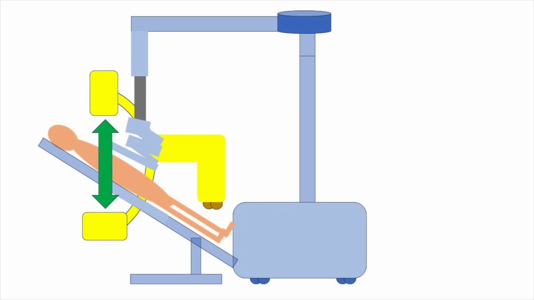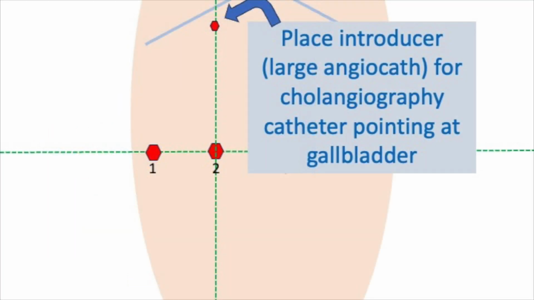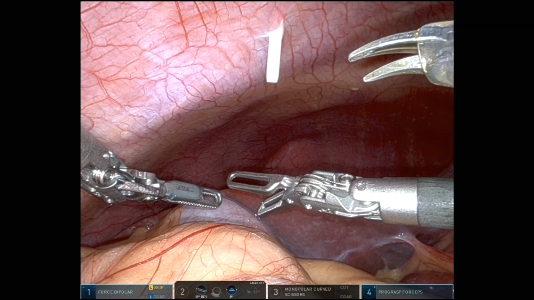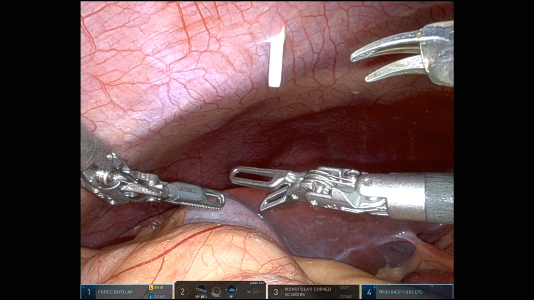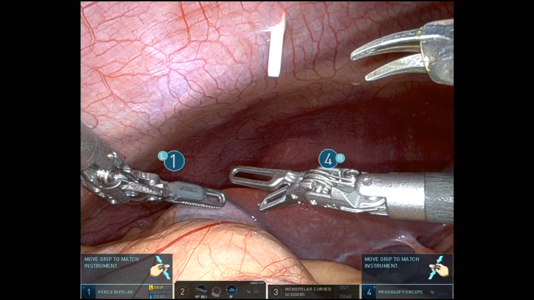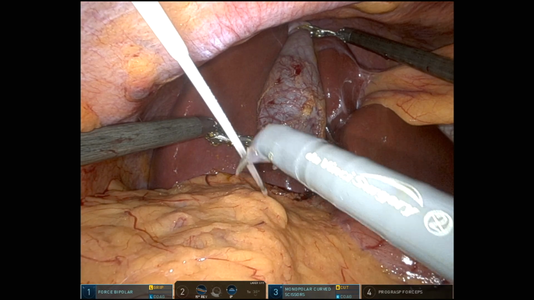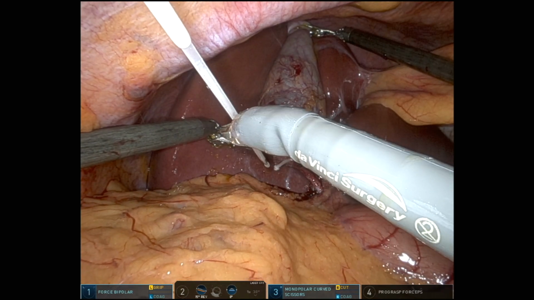exit the C-arm alley. Before beginning the procedure, the last maneuver is to place the introducer for the taut cholangiography catheter into the abdominal wall in about the midclavicular line just below the costal margin and aimed at the gallbladder. The catheter is placed through the introducer later.